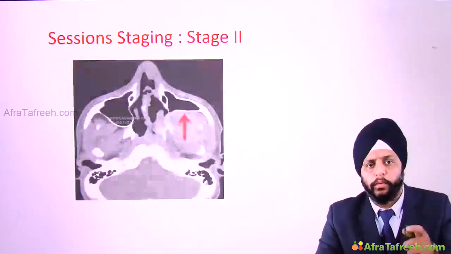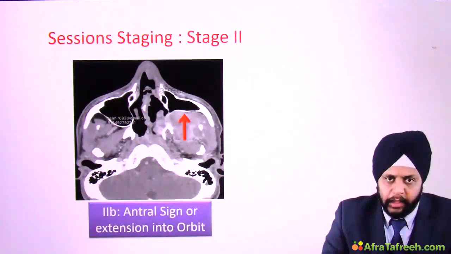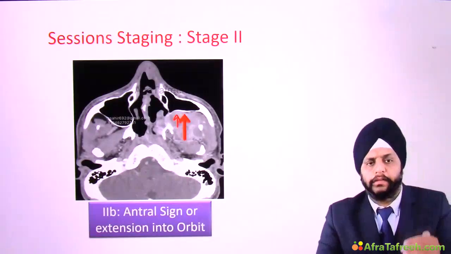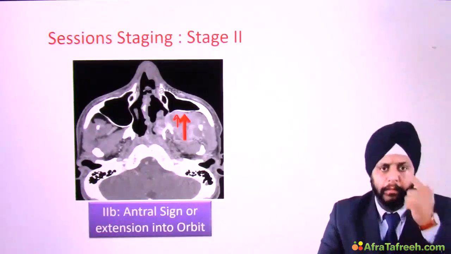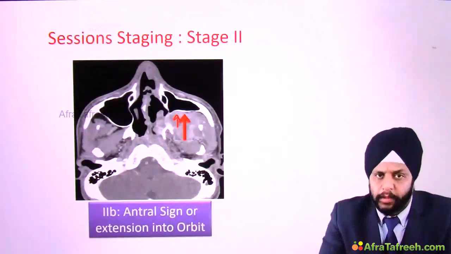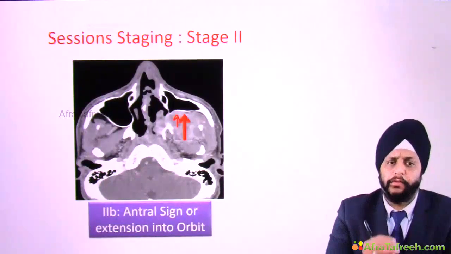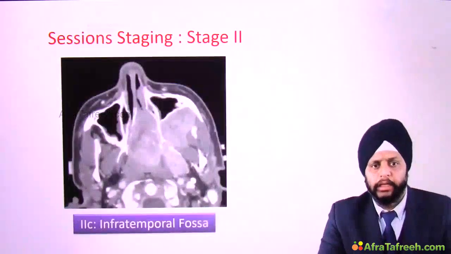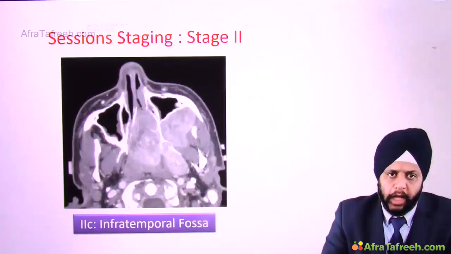Now stage 2B is it causes antral sign. Remember the antral sign? Anterior bowing of posterior wall of maxilla. Okay, so it causes the antral sign or it extends into the orbit. Remember, if it goes into the orbit, patient will have frog face deformity. So that will be visible from outside. Okay, so that is Session stage 2B, lateral extension. Now, stage 2C is it goes into the infratemporal fossa. So look in this photograph, we have this JNA.